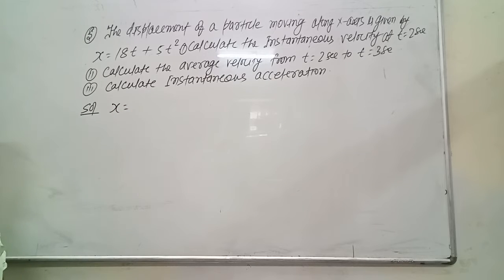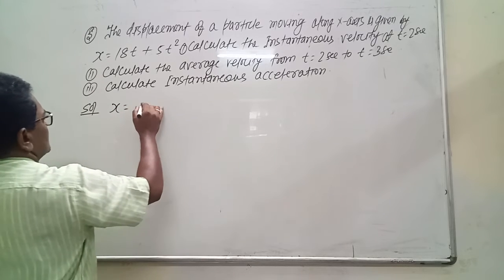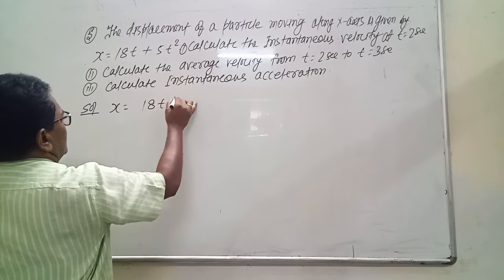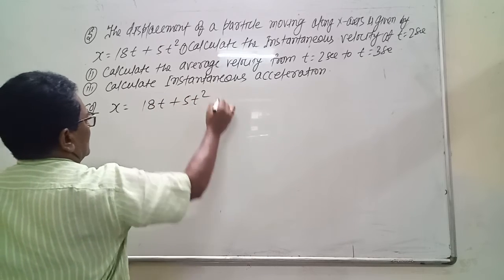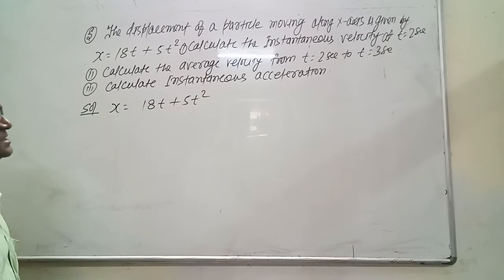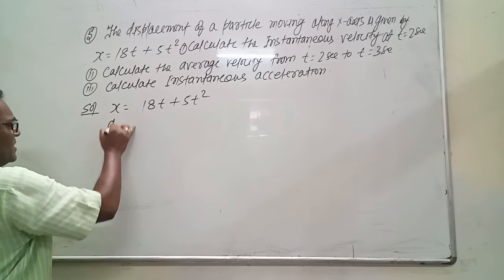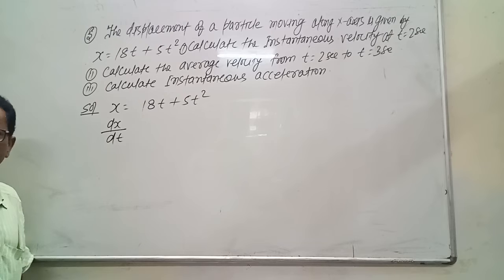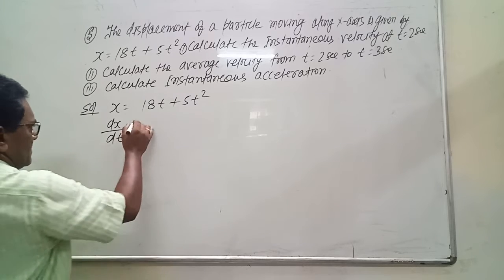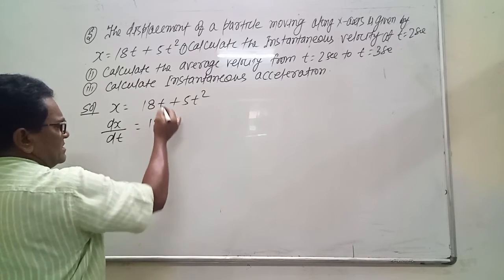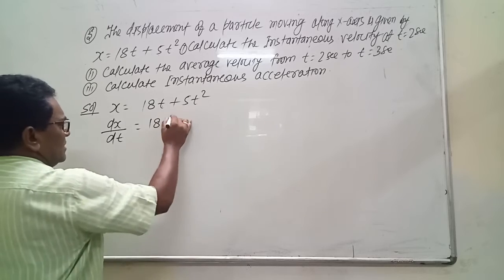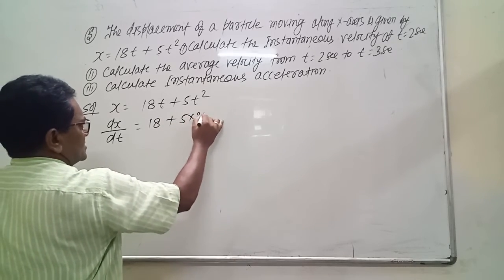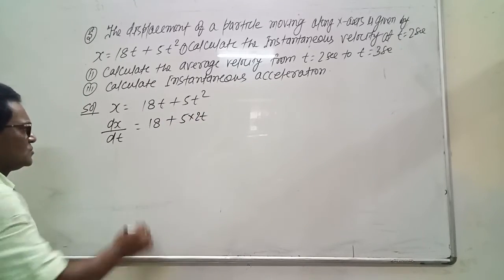The equation for displacement along the x-axis is given as x = 18t + 5t². For finding the instantaneous velocity, we have to differentiate with respect to time. The differentiation of x with respect to time, dx/dt, is 18 times the differentiation of t, which is 1, plus 5 into t², whose differentiation is 2t.